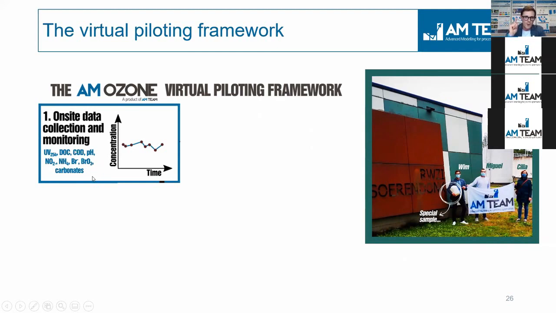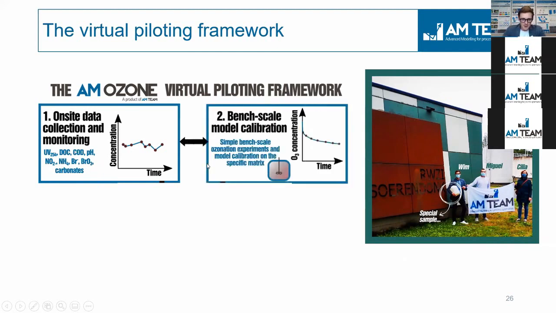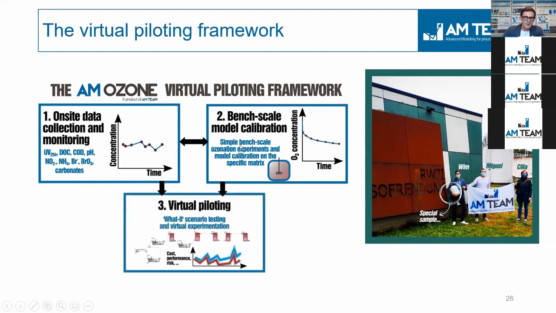That's step number 1. And step number 2 was taking a couple of samples on site, and you can see it on the picture, where 3 of us have been on site, and we collected a sample, which is in this box, sent to a lab for some basic ozonation tests on which we calibrate our model. If we then feed the calibrated model with the real-time sensor data, we can start the virtual piloting.